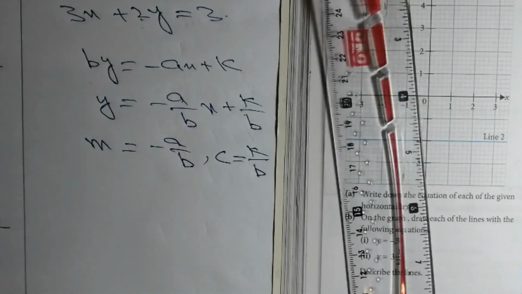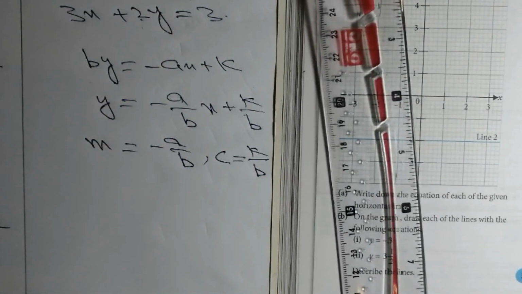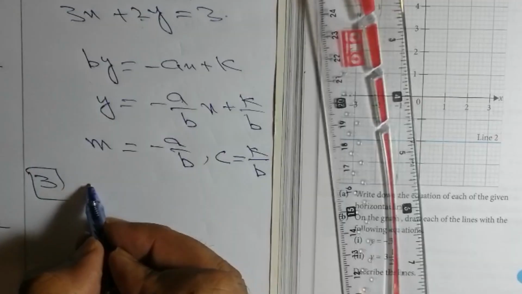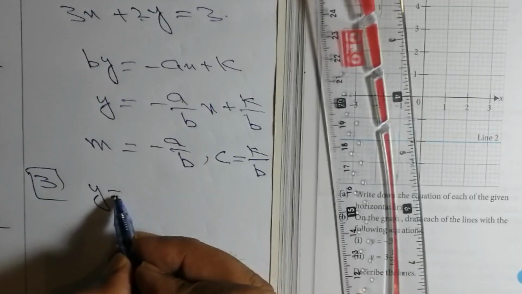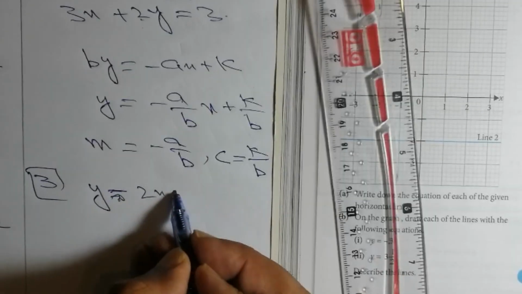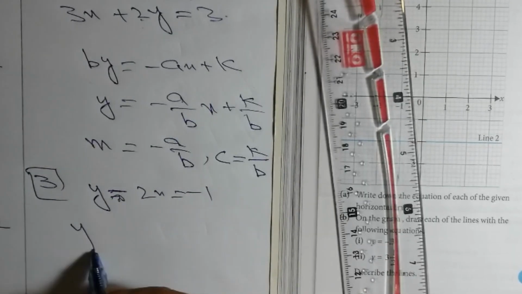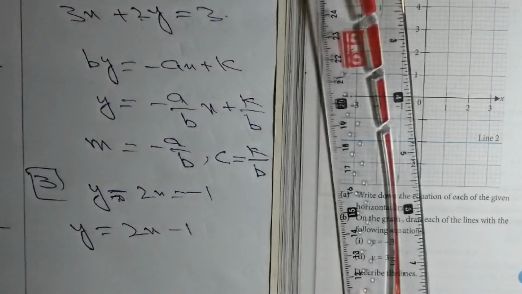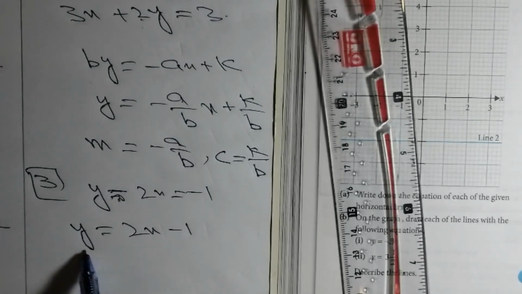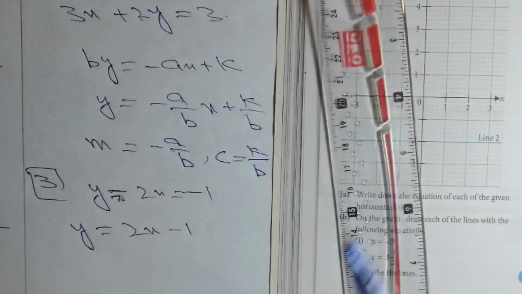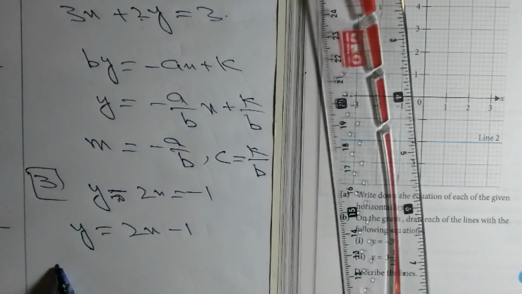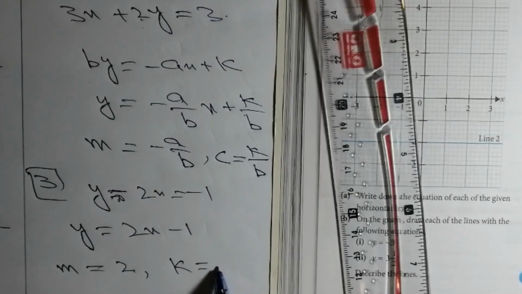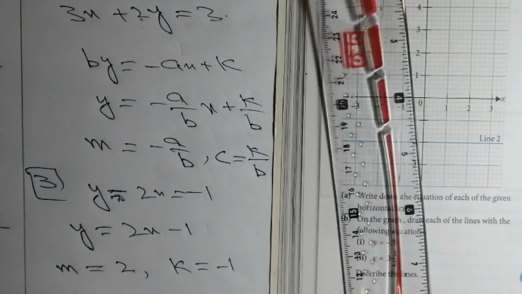So now we start question number 3. Sketch the graph of each of the following functions. So question 3: y minus 2x equal to minus 1, and y will be equal to 2x minus 1. So this is in the form of y equal to mx plus c. Here m is the gradient, that is 2, and c equal to minus 1, which is the y-intercept.